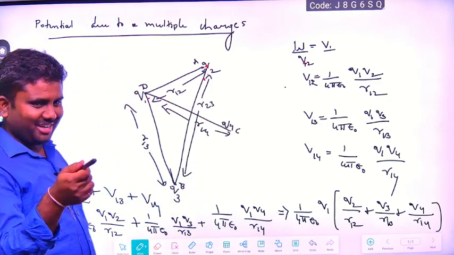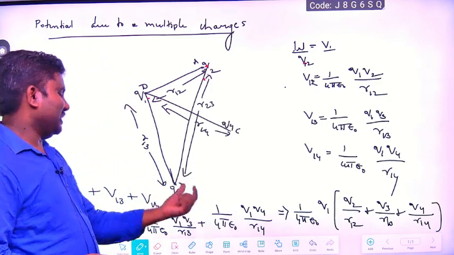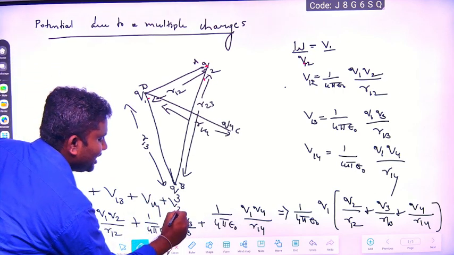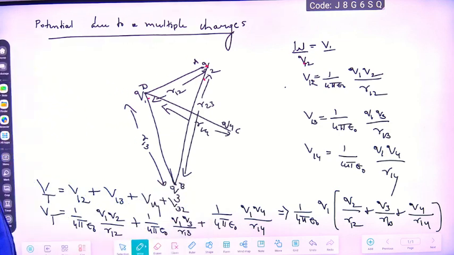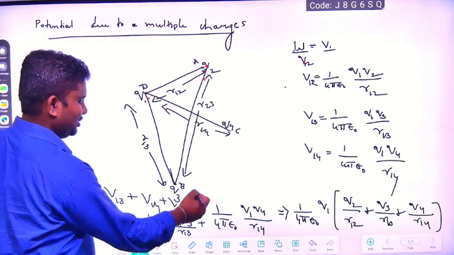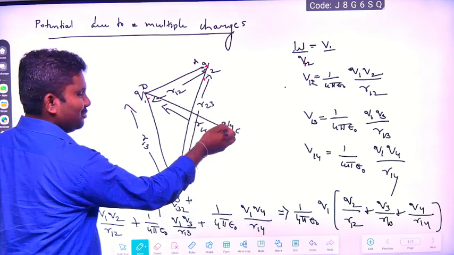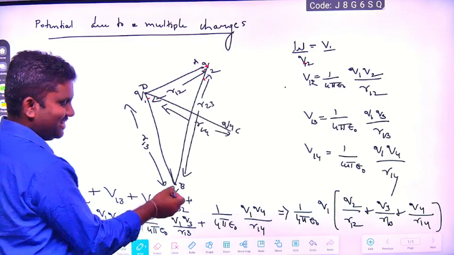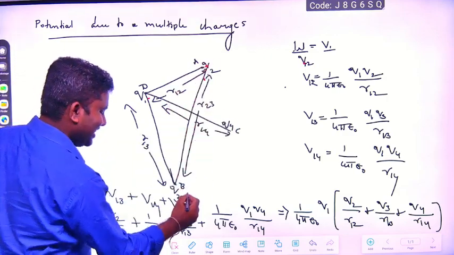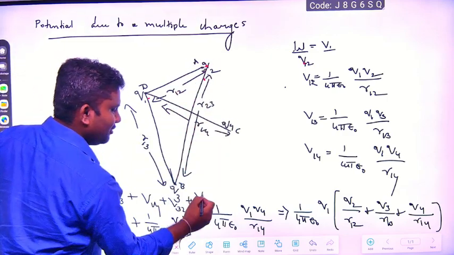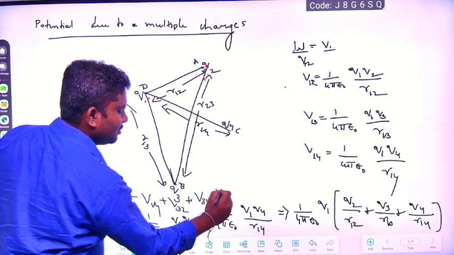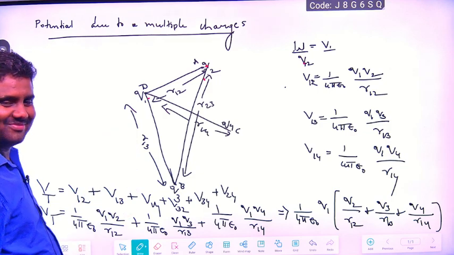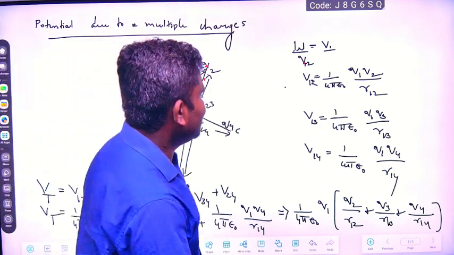Now, you got that point, right, in your mind? Now, what is the potential? You need to add that also, which is V32 or V23. Plus, one more is this and this. This and this also will be there. You write that also: V34 plus V24. You should add that also. I will write here.